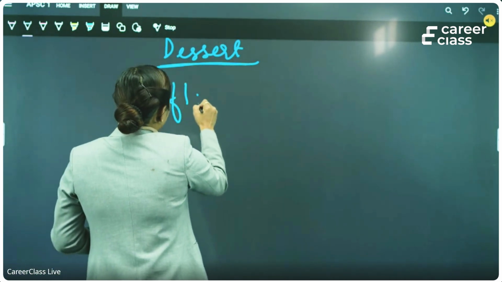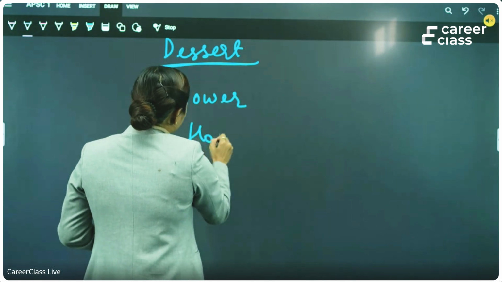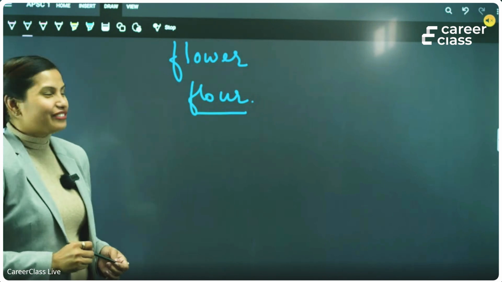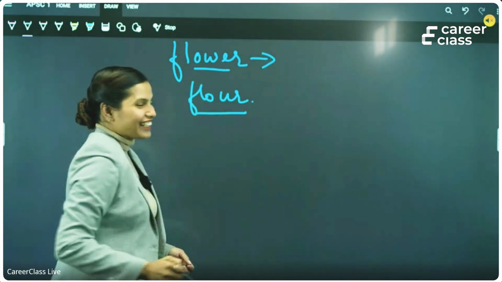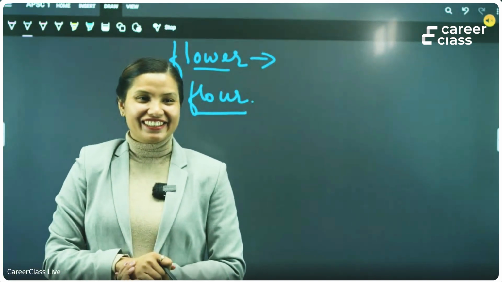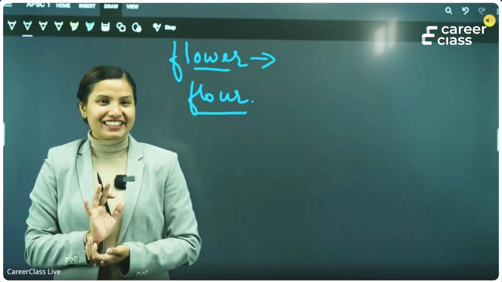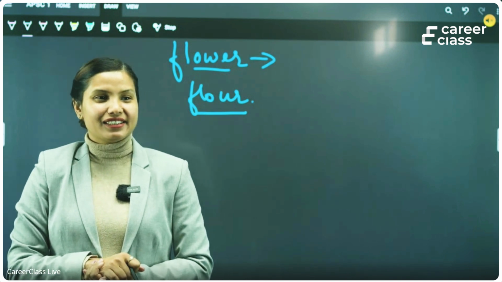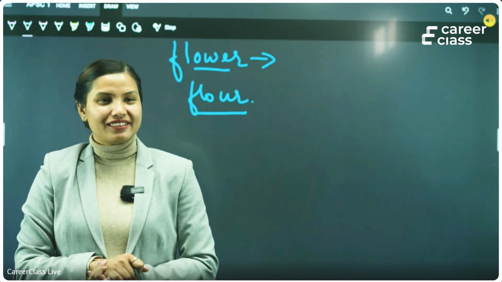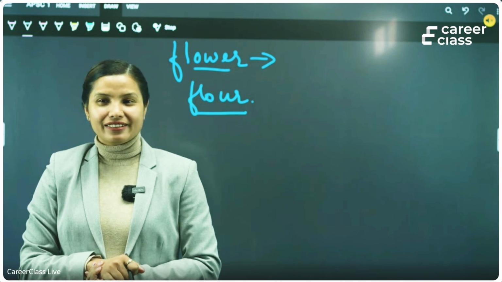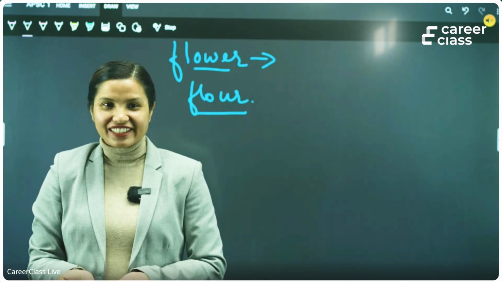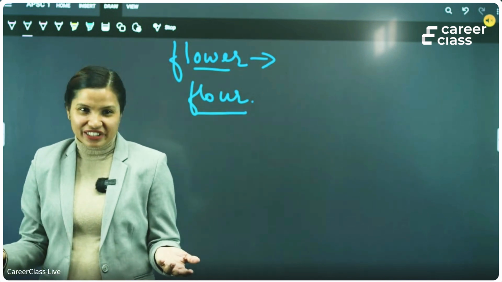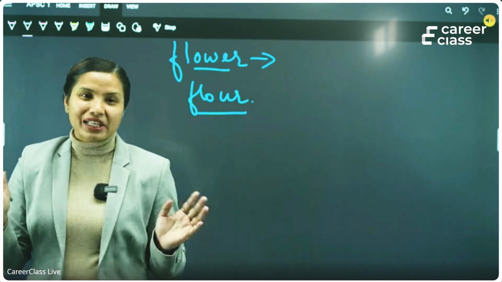Flower and flour. What is the difference between the two? Flower means full. Can you give me an example? Rina, can you give me an example? This is an example that you must be able to give. Rose is my favorite flower, right? Or chrysanthemum may be my favorite flower. I love flowers. There can be multiple examples.